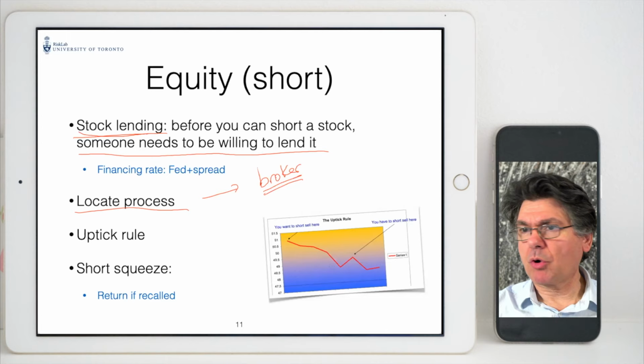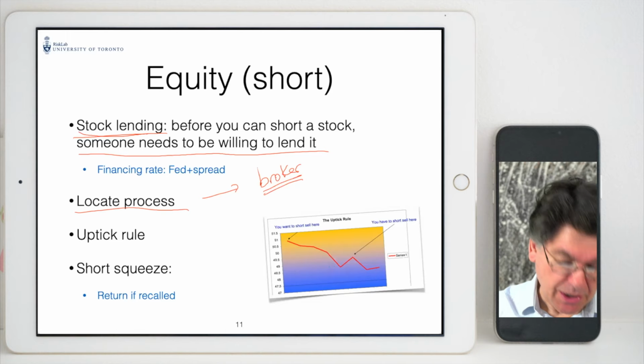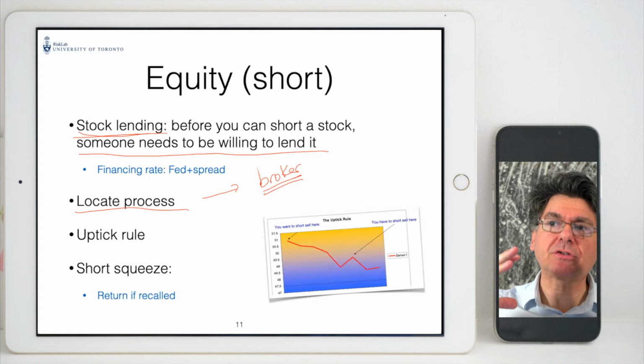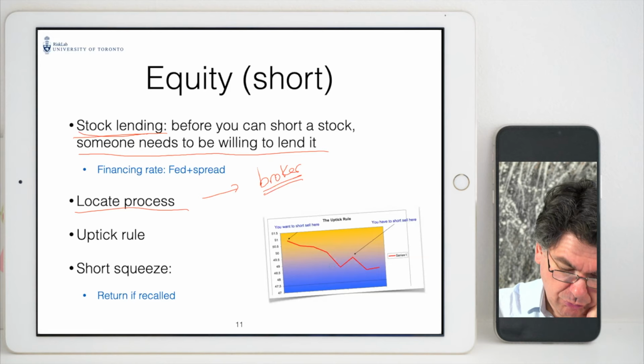Big brokers in North America are Morgan Stanley, Goldman Sachs. Brokers in China are Everbright Securities and others. These are companies that have the stocks of many investors, so they can lend one to you to go short. This is not something you can do directly through the exchange. You have to go through a broker who will lend it to you.